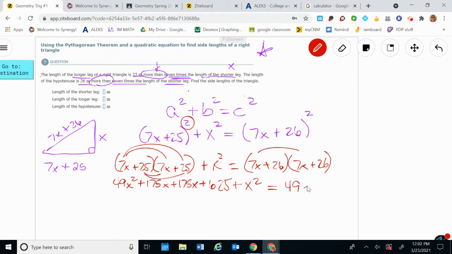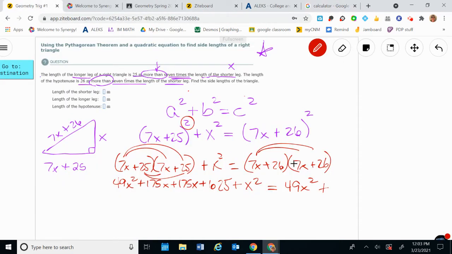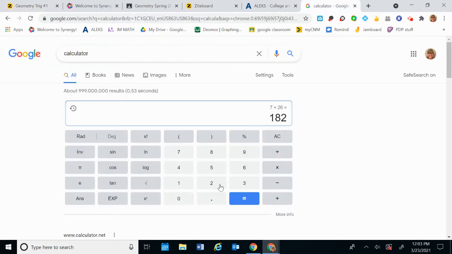Okay, 49x squared plus 7 times 26 is going to be, I don't know what that is. I don't want to think. Let's see, I'll use a calculator. 182. Okay, 182x, and there's going to be 2 of those. 26 times 26, 676.